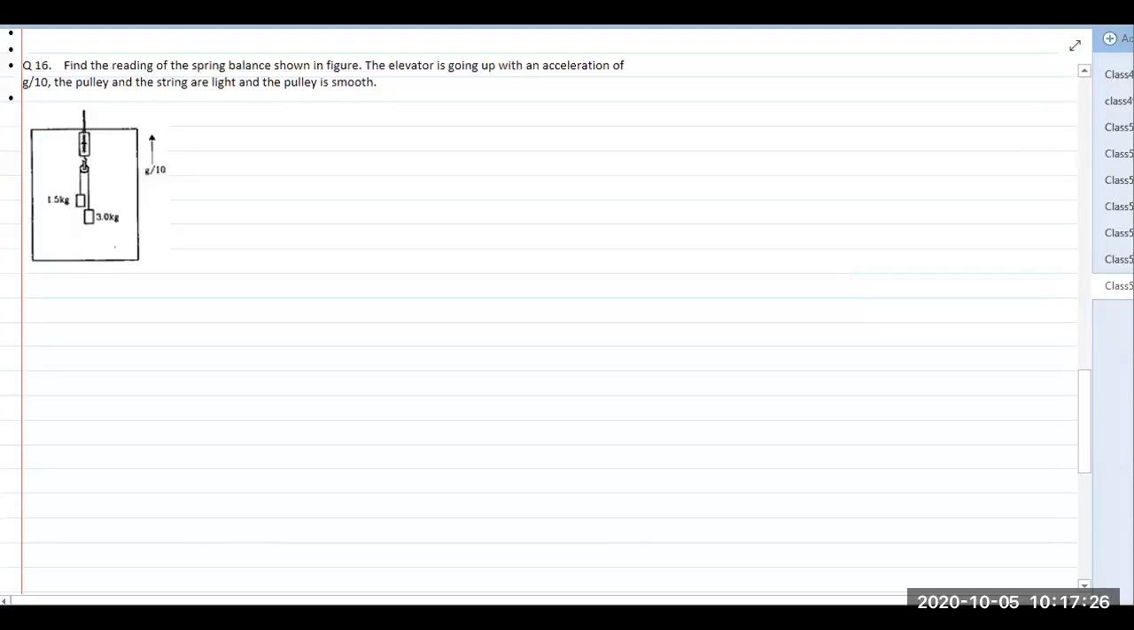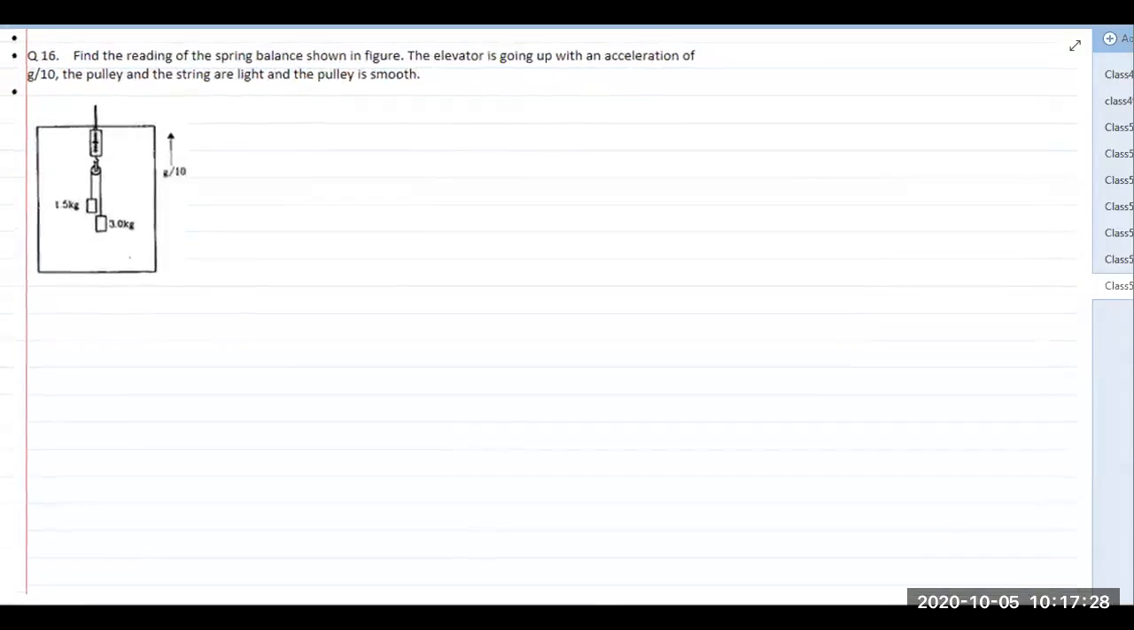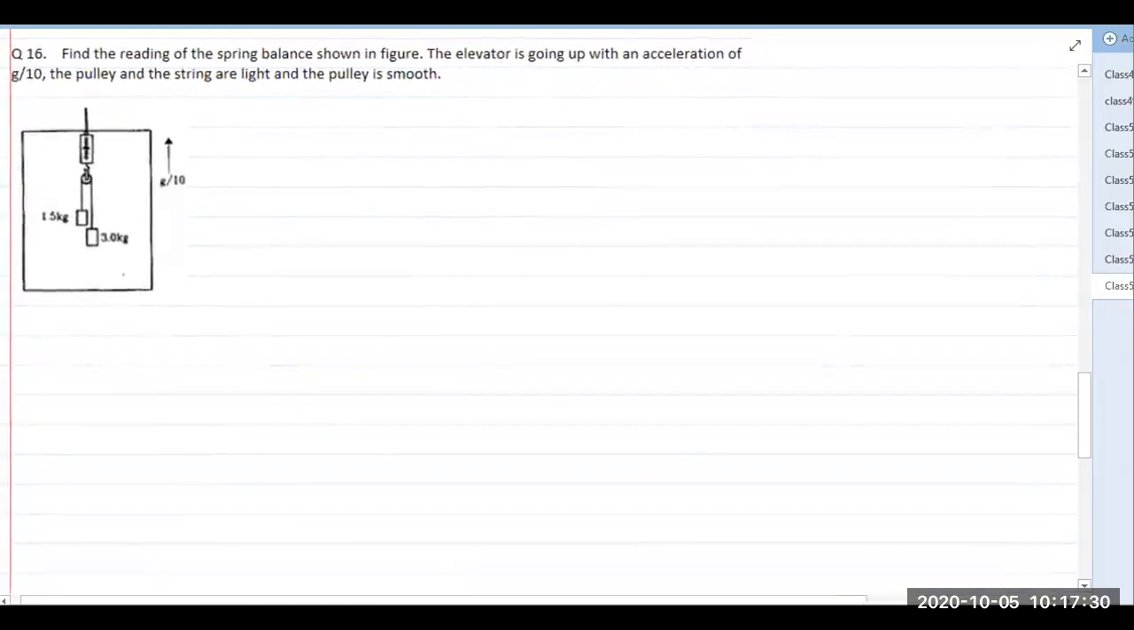Find the reading of the spring balance shown in the figure. The elevator is going up with an acceleration of g by 10. The pulley and the string are light and the pulley is smooth. Okay, so we will write the equation.